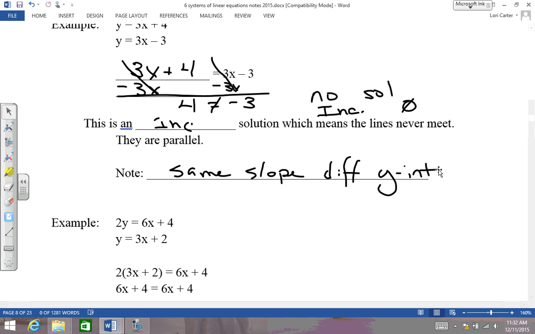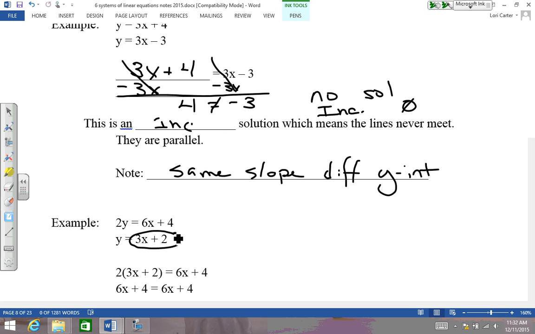Okay, now let's look at this one. Is part of it done for you? Yes or no? Which one's done for you? The bottom one. So I know that y equals 3x plus 2. So where do I plug 3x plus 2 in? 2 y's. If it's y equals, you plug it in for the y. If x equals, you plug it in for the x.